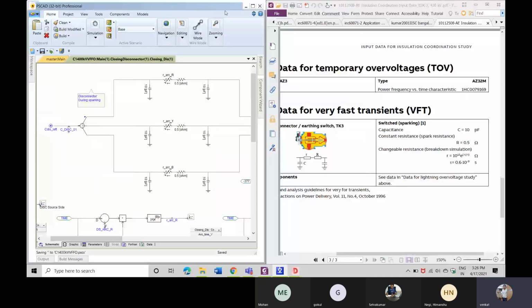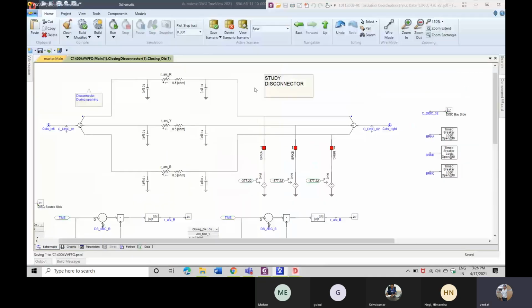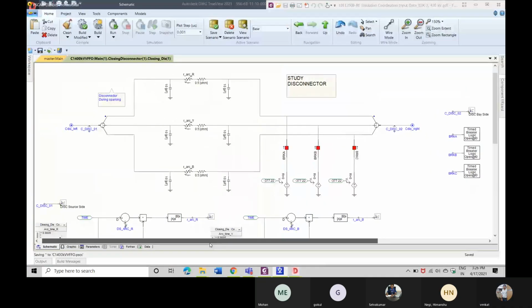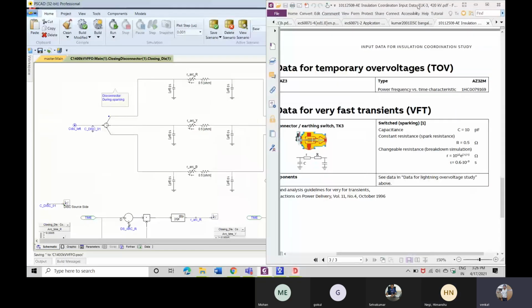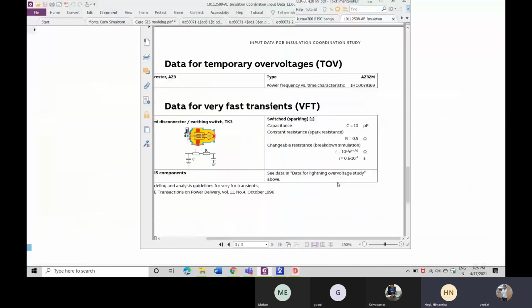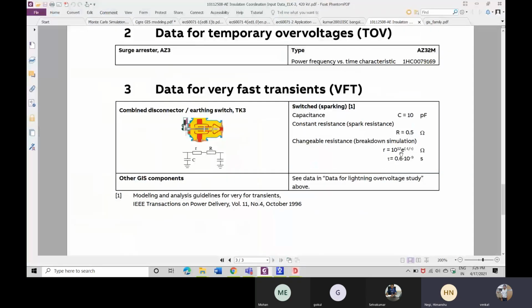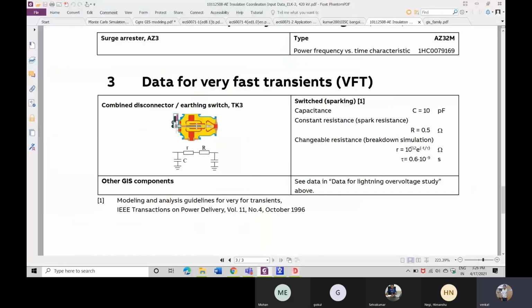How have we modeled it? We have to use the values given in the data sheet from their side. Can you see here, they have given the data for that: 10 to the power of 12. This 10 to the power of 12 is the resistance there as an infinite resistance, which they have given as 10 power 12.